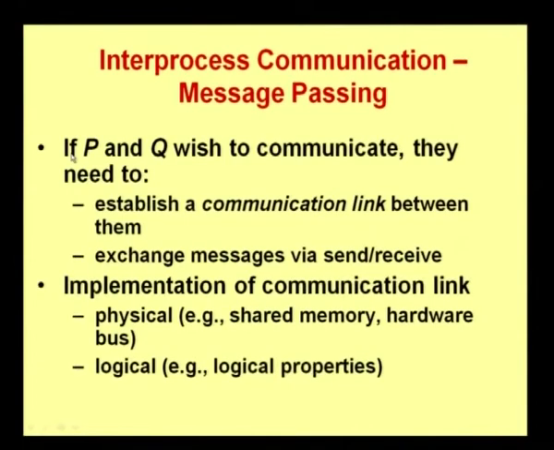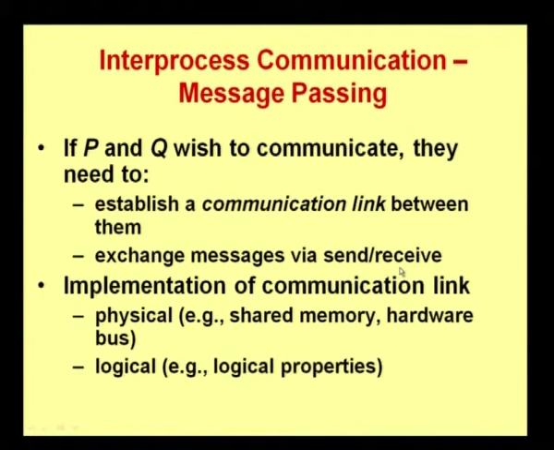So this is one part. The other part of inter-process communication is message passing: how a message is passed from one process to the other process. Say for example, there are two processes, one named P and the other named Q. How are the messages passed? Let us see. If processes P and Q wish to communicate, they need to establish a communication link between them. They have to exchange messages via send and receive.